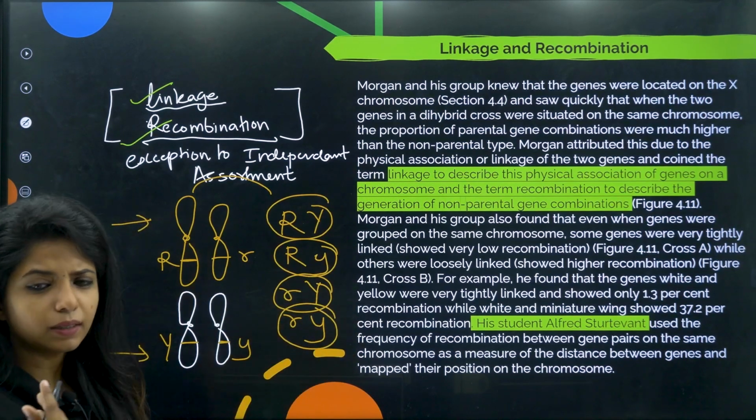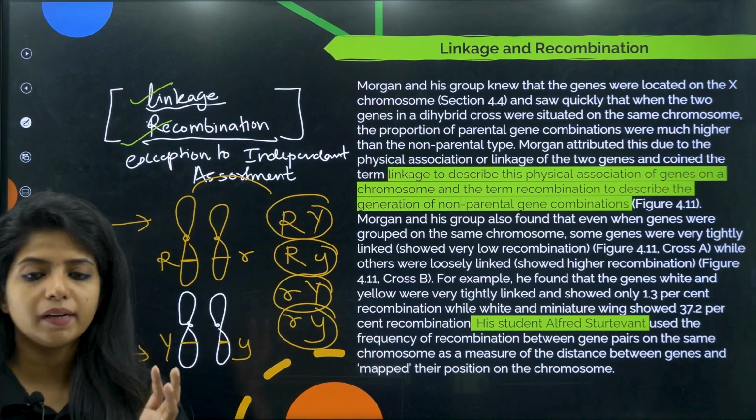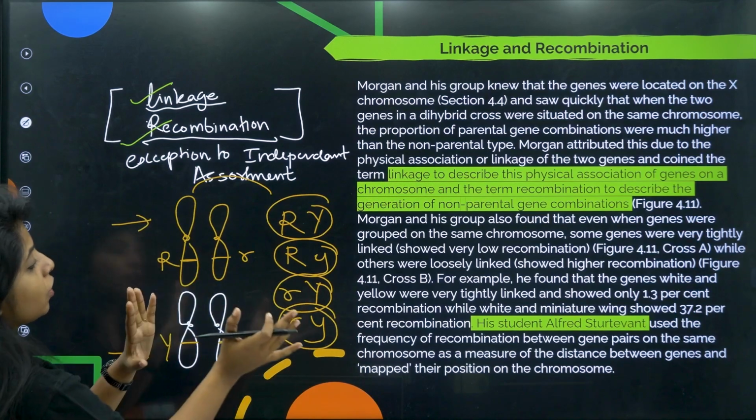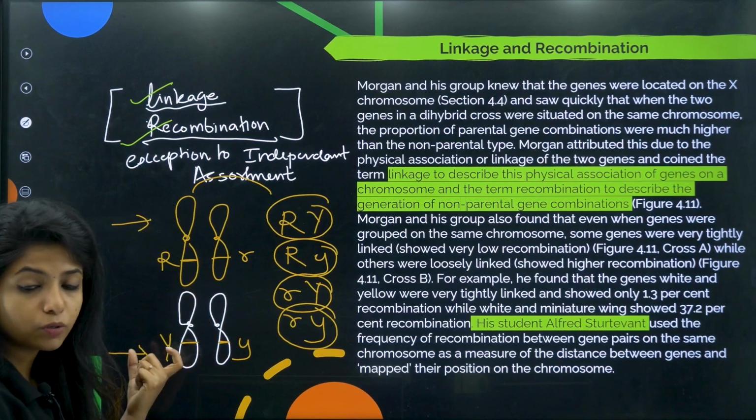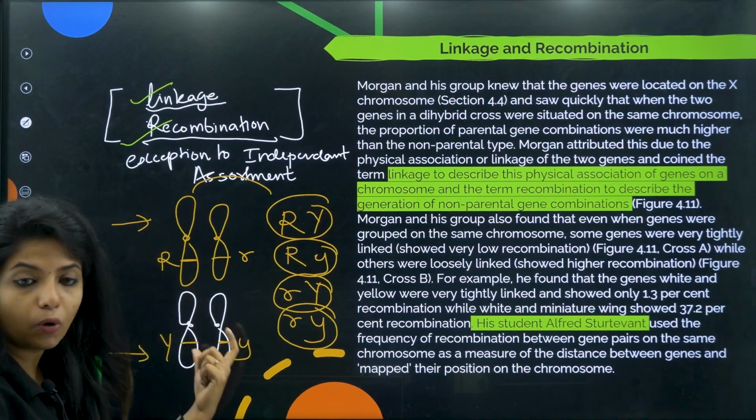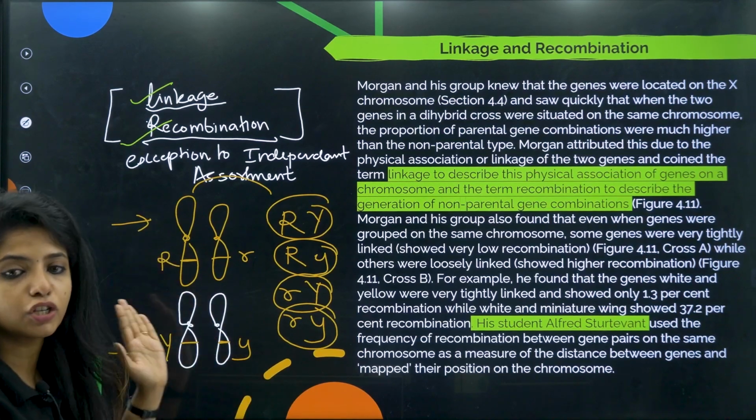So Mendel said that they were all independently assorting, that it didn't matter that capital R has to always go with capital Y. It was not like that. It could go with this or this. This was independent assortment.